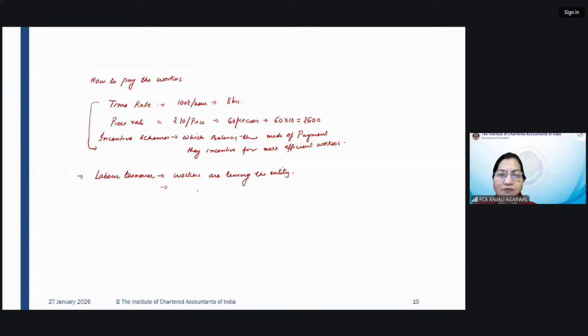But when you have a stable workforce which does not leave the organization and they are well trained, that means they are remaining in the organization for long. So labor turnover is not something which is good for the organization. Why? Because you have to recruit new workers again and again. So there is cost involved in recruitment. Old workers leave the job, so you have to pay them some settlement amount and compensations.